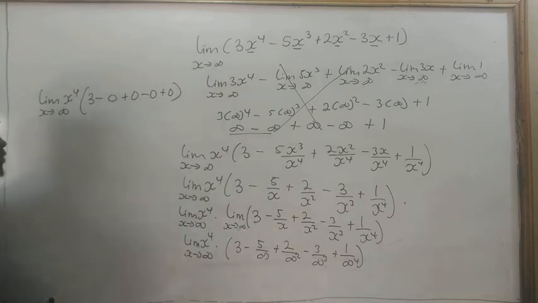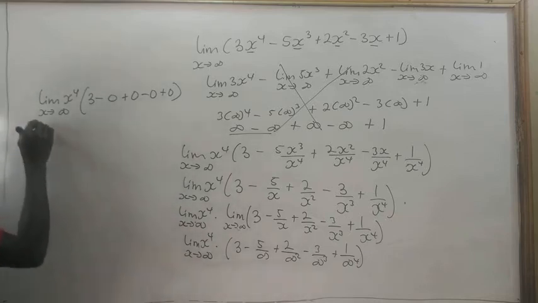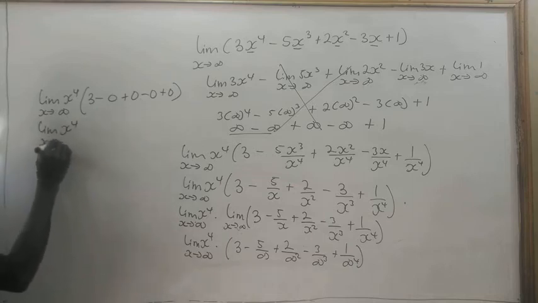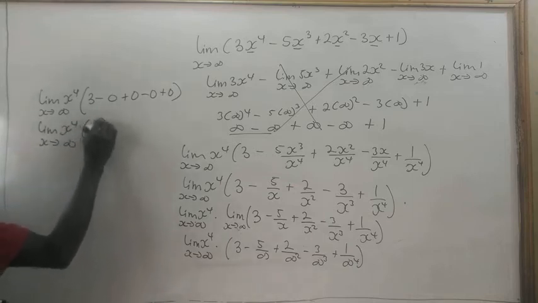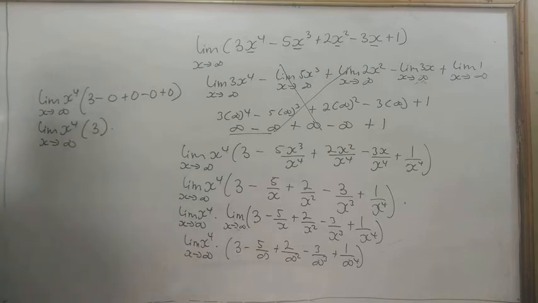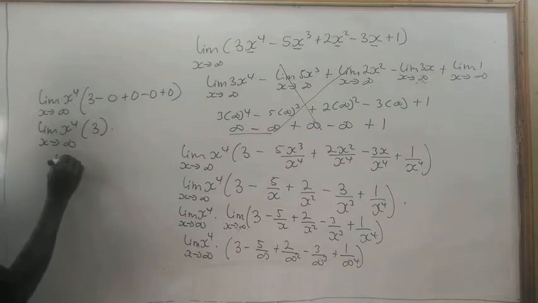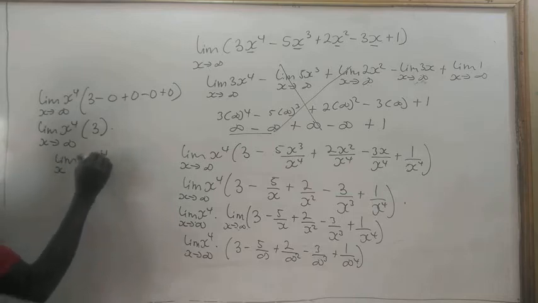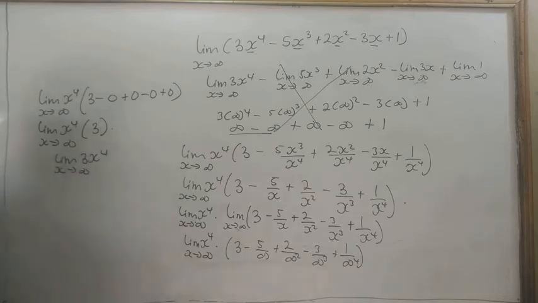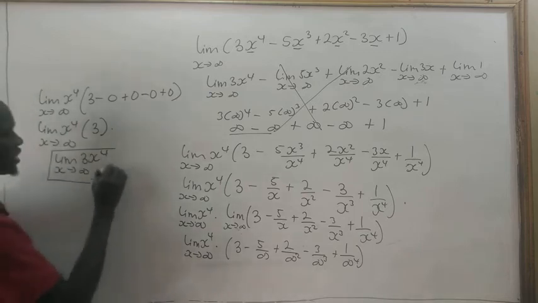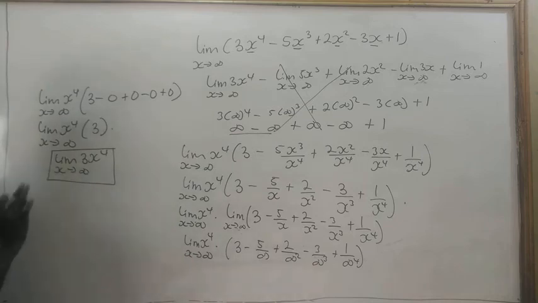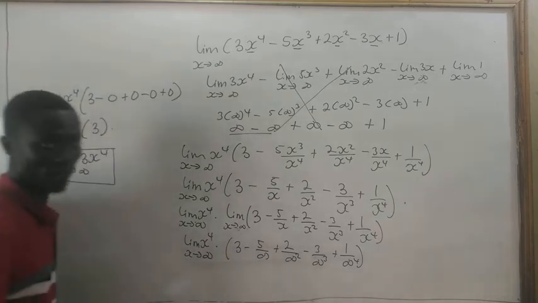Okay. So here we are going to have the limit of x to the power 4 as x approaches infinity times 3. And this will be the same as the limit of 3 times x to the power 4 as x approaches infinity. Very simple as that. I wanted us to prove this. So we prove this one. Let's put it down and then solve what we have here.